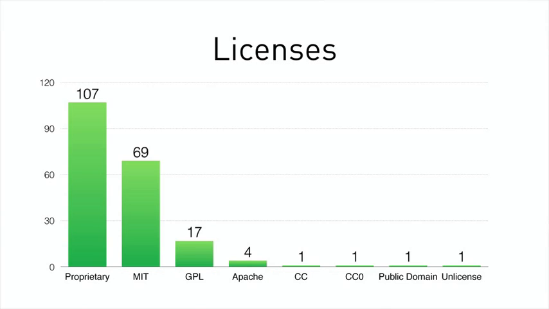4 of them have the Apache license, so probably they want to do something with patents, or whatever the choice is. And then there are a bunch of, well, lonely people using CC, Creative Commons 0, public domain, and other licenses. But that's just the long tail. The MIT license is very popular for the projects that are out there.